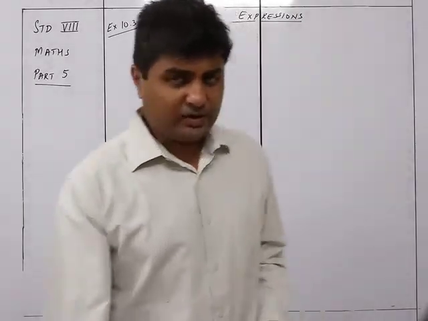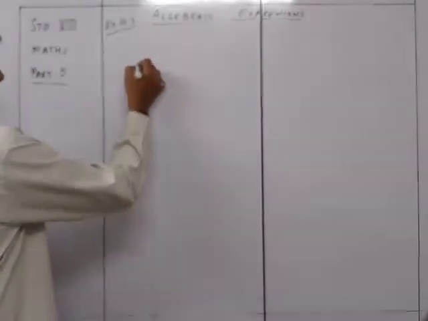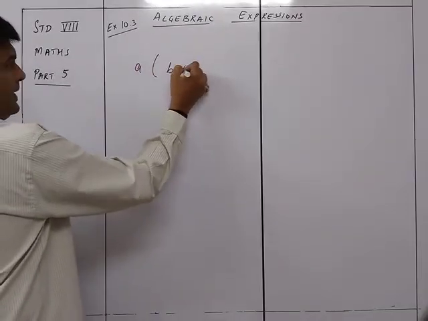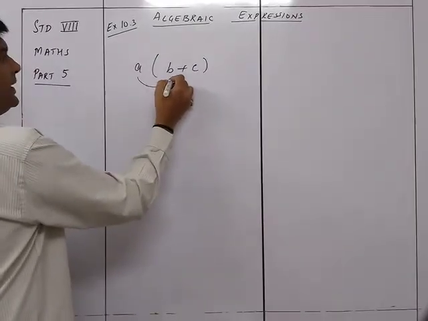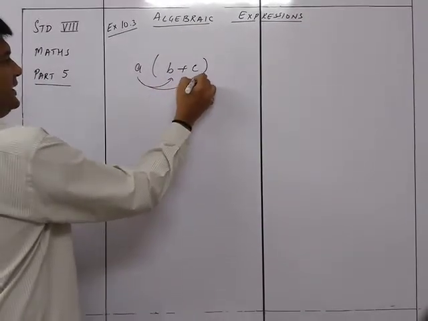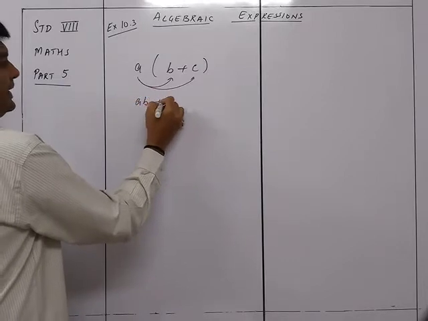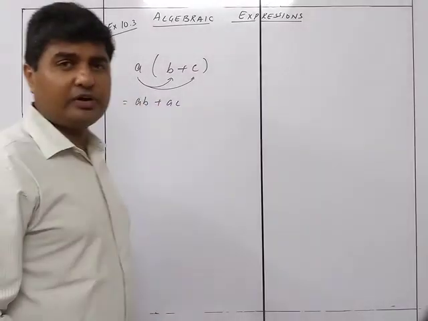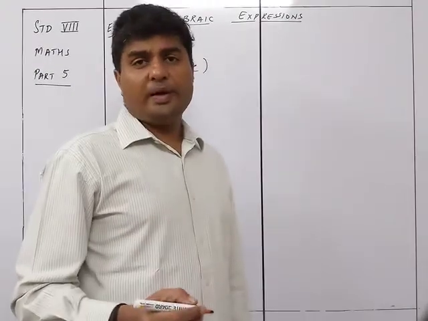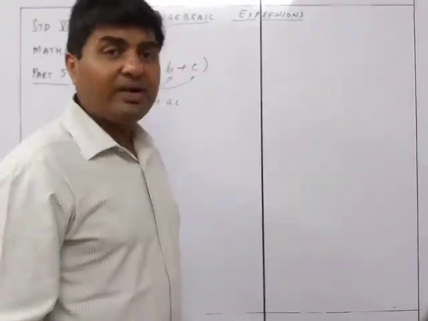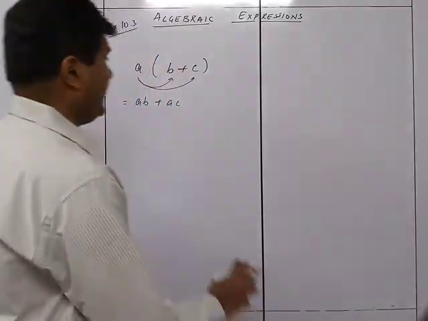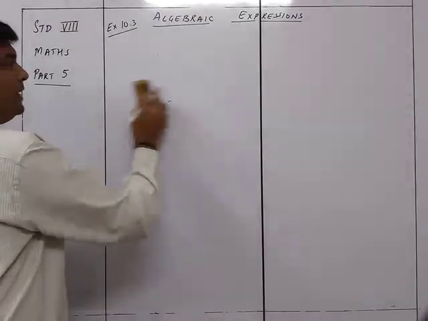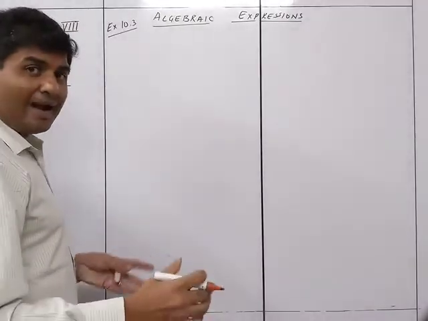So in that case we saw that if I want to multiply A with B plus C, I multiply A with B and then A with C. Accordingly, I'll get AB plus AC. This is the answer for multiplication of a monomial with a binomial. Now we are going to see how to multiply a binomial with a binomial and then a trinomial with a binomial.